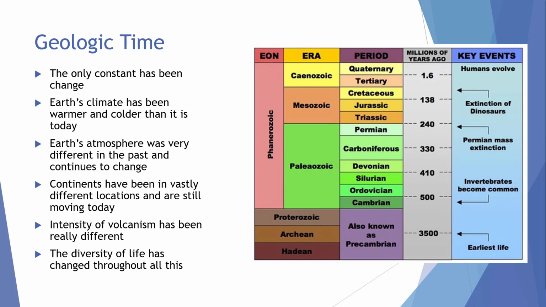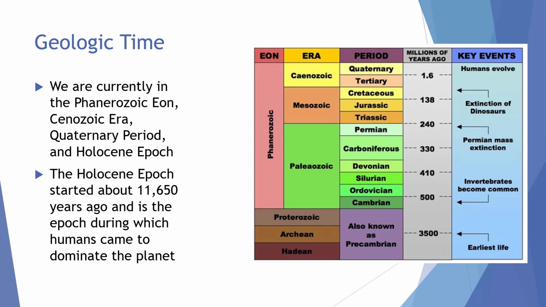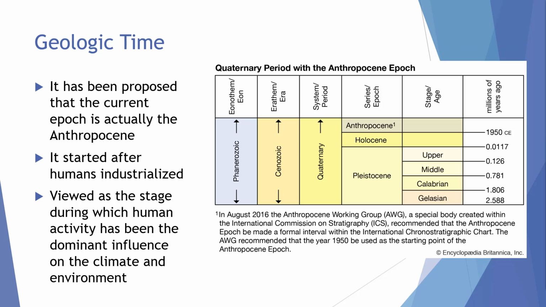So we are currently in the Phanerozoic Eon, the Cenozoic era, the Quaternary period, and the Holocene epoch. The Holocene epoch started about 11,650 years ago and is the epoch during which humans came to dominate the planet. It has been proposed that the current epoch is actually the Anthropocene. This epoch would have started after humans industrialized. It's viewed as the stage during which human activity has been the dominant influence on the climate and environment.